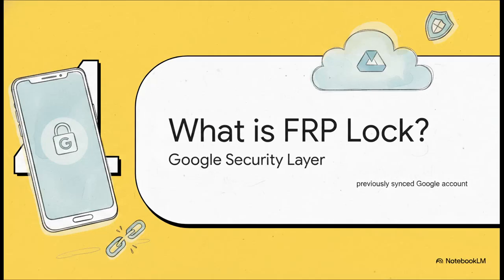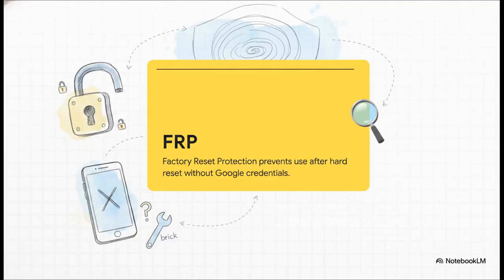Step 4. What is FRP lock? Let's diagnose this next issue. So you wipe the phone, it reboots, and you still can't use it. You're stopped dead in your tracks by a screen asking for the previously synced Google account. And this brilliantly illustrates the modern security landscape of Android devices. FRP stands for Factory Reset Protection. Now look, it's not an annoyance. It is a highly robust, genuinely brilliant security feature.